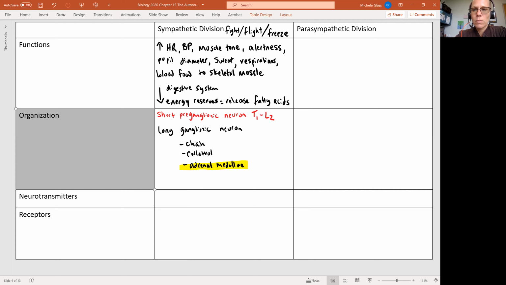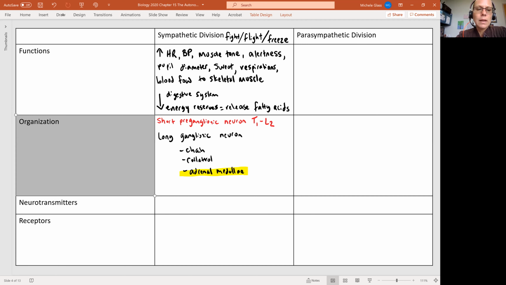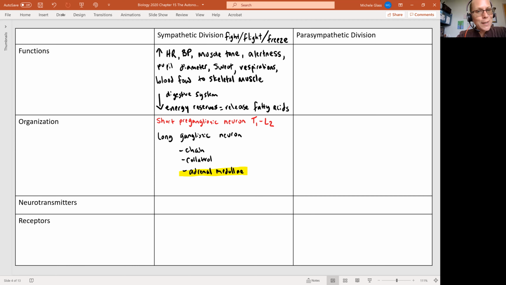And then we also talked about the release of the neurotransmitter as going into the bloodstream. So we said, it's actually more like a hormone. And so this is kind of like our short to the point summary chart. And remember, there were more details on chain, sympathetic chain, collateral, and adrenal medullae ganglia. So make sure that you're doing that review as well.